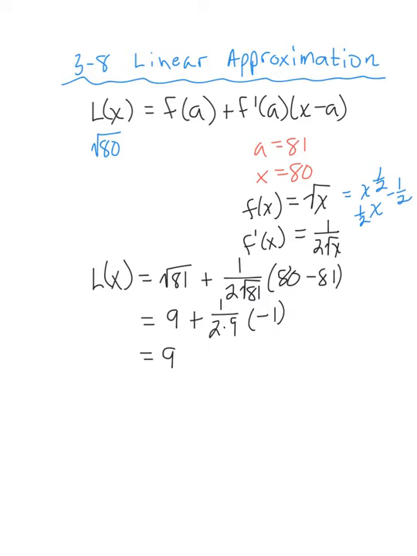Then this negative 1 times the 1, I'm going to make this minus right here. So I get 9 minus 1 over 18. So it becomes 8 and 17/18. So that is the exact value of the square root of 80. Well, I take that back. That's our approximation. This right here is our approximation of the square root of 80.